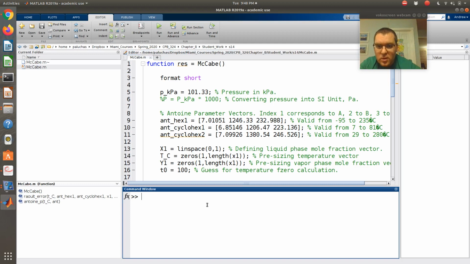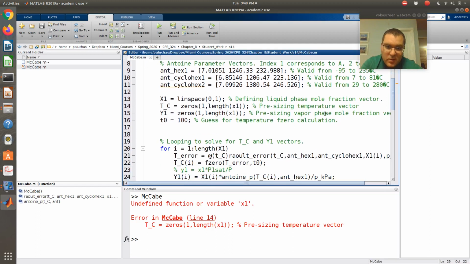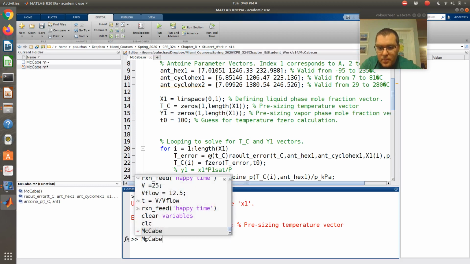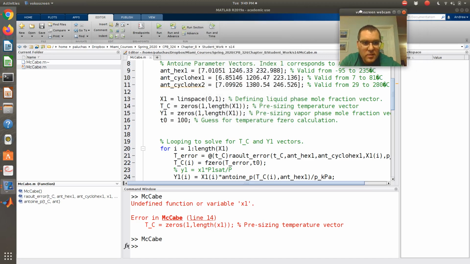So then let's just call it. Res is just underlined because I don't actually save anything to res and store it as an output. So, undefined function or variable x1. Oh, since I called that big X1 when I sized them, that needs to be a big X1. Okay, hey, it works. Yeah, it works. So there's my TXY phase diagram.